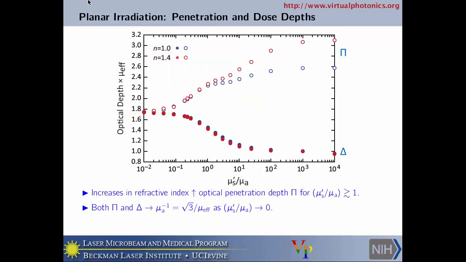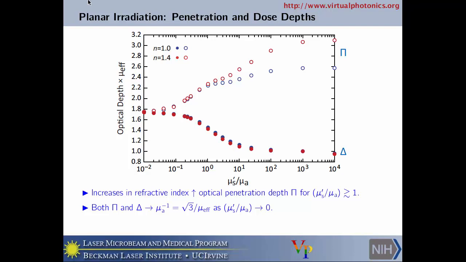So now I want to show these penetration depths. So here I've gone to a case where we're shining a planar wave, a wave of infinite lateral extent. And what I'm plotting here is this optical dose depth times mu effective, so this dimensionless coefficient here. And I've plotted these dose depths in the solid symbols and these penetration depths in the open circles. And I've done so for both refractive index mismatches.